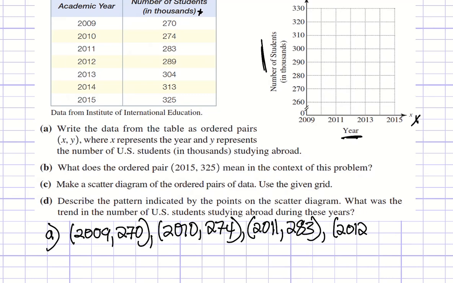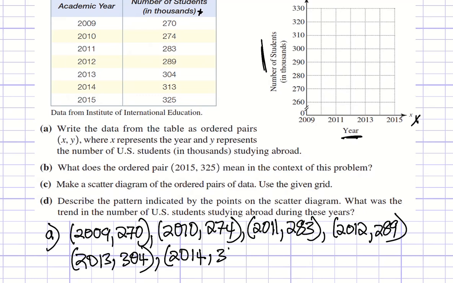2012 is 289. Okay. All right. 2013 is 304. It's steadily increasing, man. Okay. 2014 is 313. See, steadily increasing. 2015, sorry, is at 325. So if you look at the number of students, it's steadily increasing.